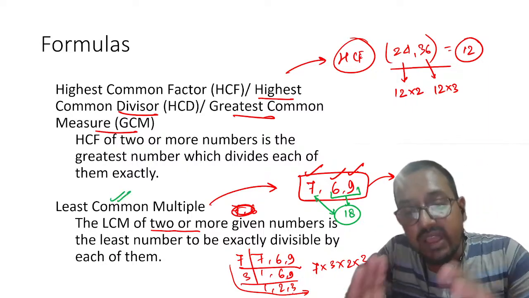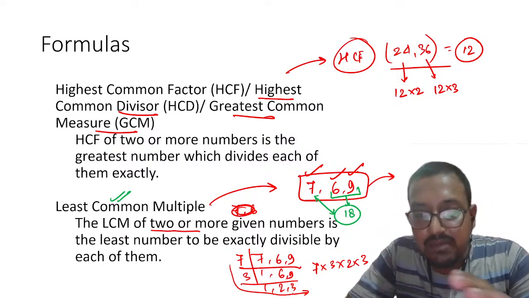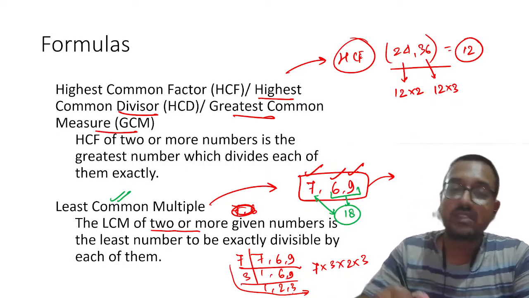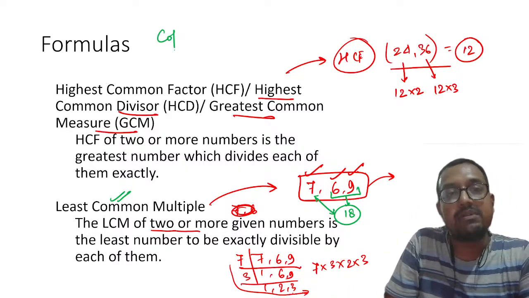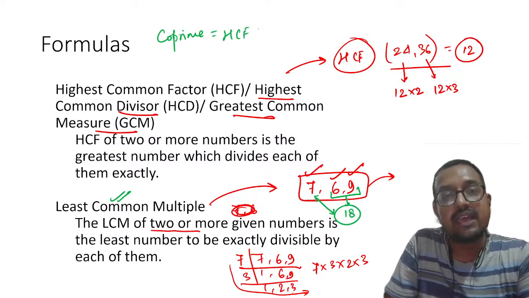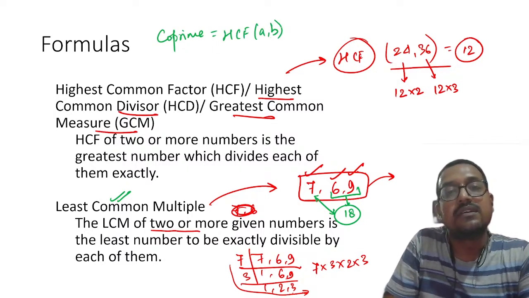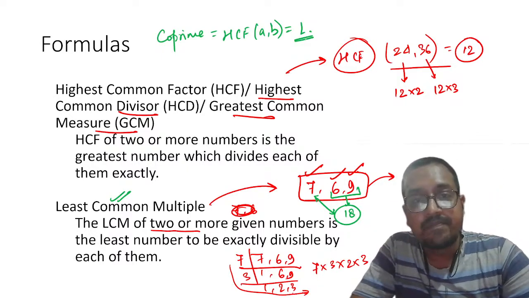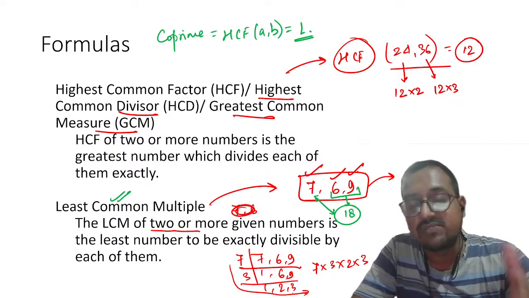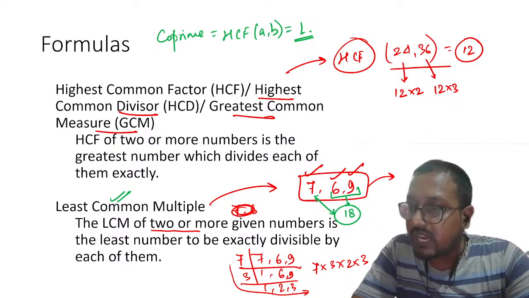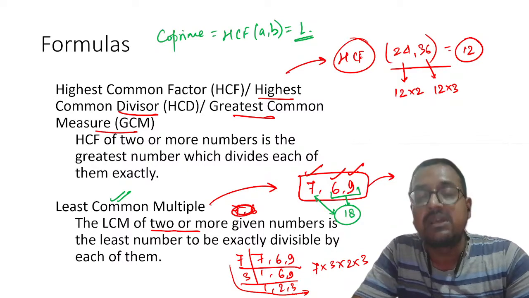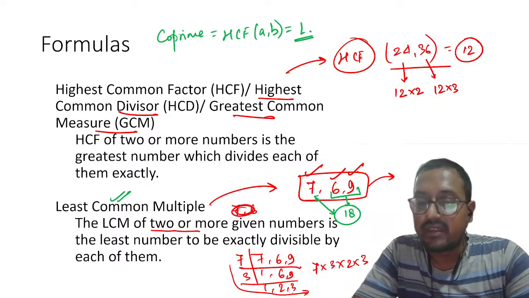Please remember why 18 and 7 will be directly multiplied, because both of these numbers are co-prime. What is co-prime? For co-prime numbers, please remember, the HCF of A and B is equal to 1. Only one number. Understood? Highest common factor is 1. So that is the definition of co-prime. Please remember, this is again a very important concept and is often asked. Is it clear?